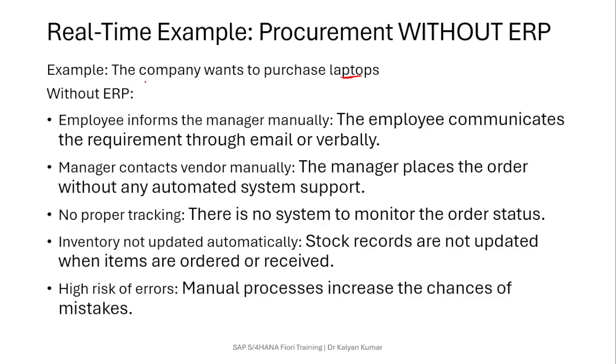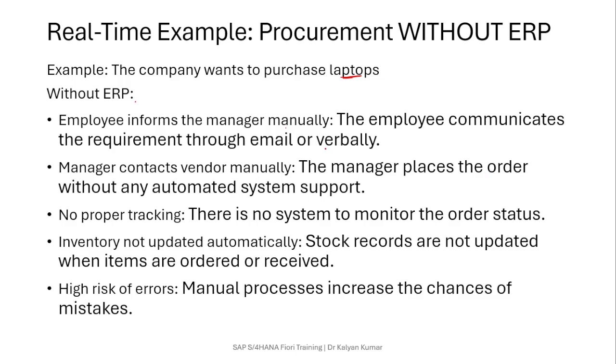Say for example, we are buying the laptops without ERP. So usually what happens? Employees inform the managers manually to buy laptops. I mean, the employees communicate the requirement through email or verbally. Simply they will send an email, or simply tell the managers to buy laptops verbally without recording this data. Then what will the managers do? Managers contact the vendor manually. The managers place the order without any automated system support.